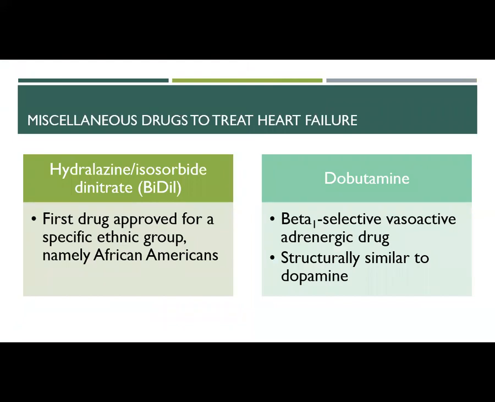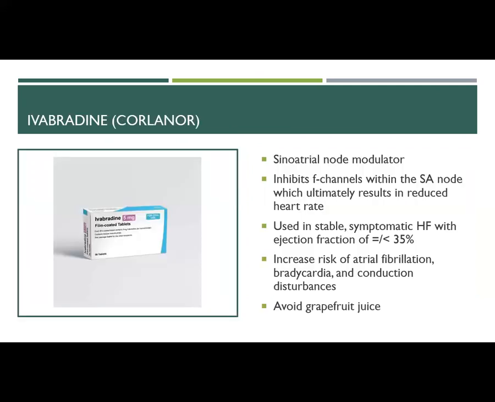Hydralazine was the first drug approved for specific ethnic groups. Dobutamine is a beta-1 selective agonist, structurally similar to dopamine. Ivabradine is an SA node modulator. It's used in stable, symptomatic heart failure with ejection fraction equal to or less than 35. And with it, you want to avoid grapefruit juice.